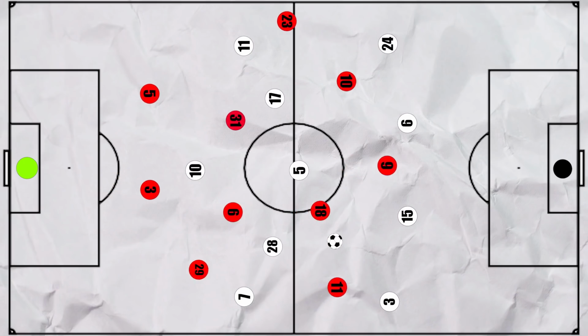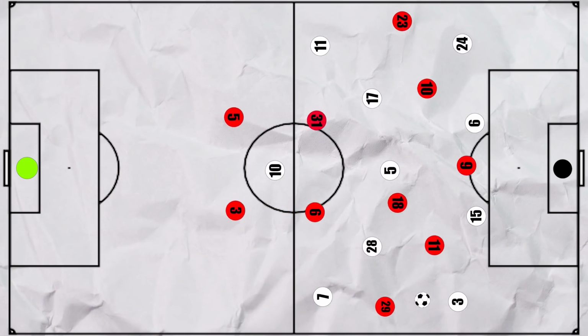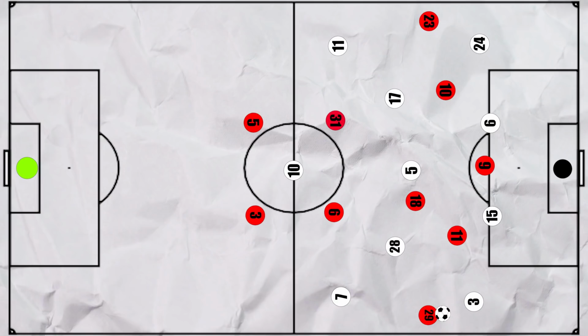But when United did get high, they liked their wingers to come infield to create the central overload. This meant that when the ball did go wide to the fullbacks, there would be plenty of numbers ready to attack the box to get on the end of any potential crosses.